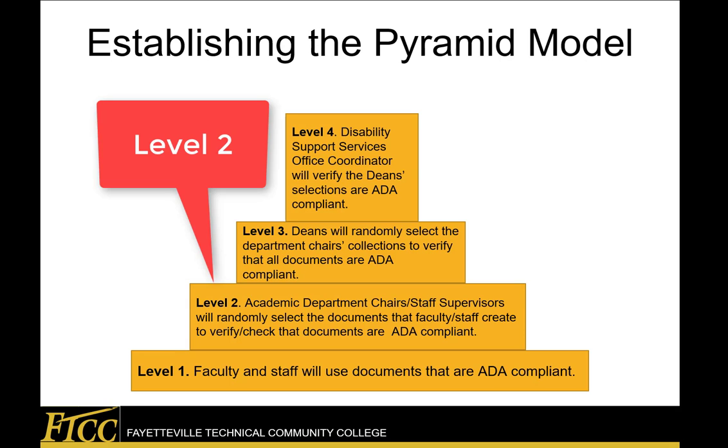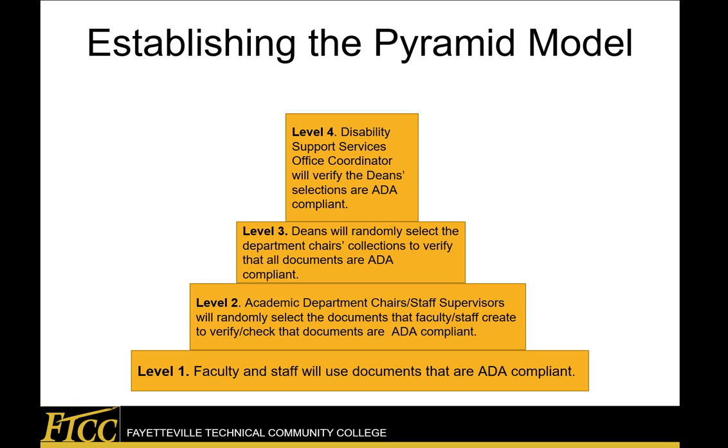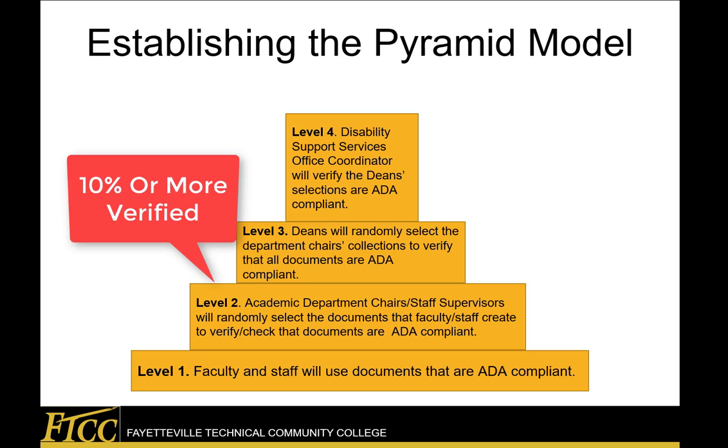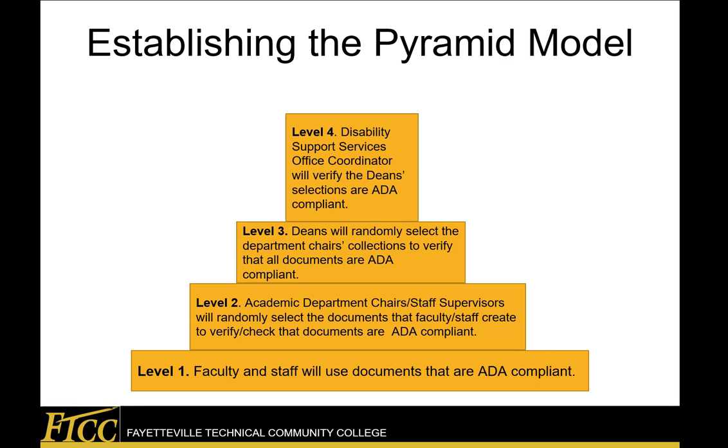Level 2. 10% of those documents and/or course materials will be randomly selected by the academic department chair to check for ADA compliance using the R5 form. On this level, the department chair may choose to check more than 10% of the courses for compliance standards.